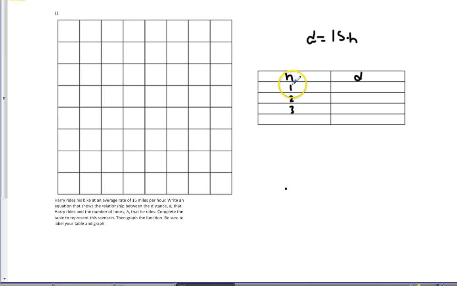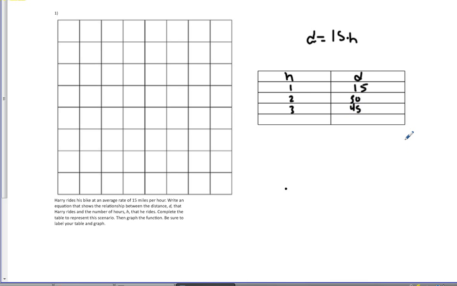So if I go 1 hour, how far do I travel? 1 times 15 is 15. So I would travel a distance of 15 miles in 1 hour. And that makes sense, 15 miles per hour. So I would put 2 in there. 2 times 15 makes 30. So I would go 30 miles in 2 hours. And I substitute in 3. 3 times 15 is 45. So 45 miles in 3 hours.